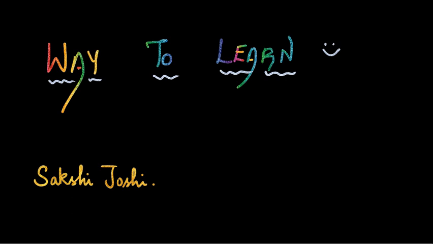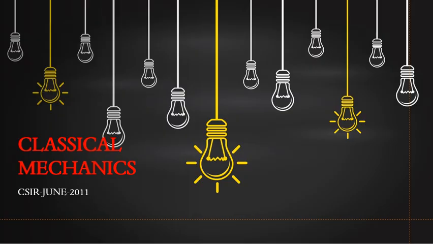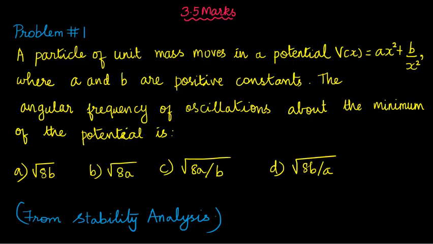So, we are going to solve together the previous year questions of classical mechanics. Today it's from CSIR June 2011. We are going to solve the 3.5 marks and 5 marks questions. So, let us jump to our first problem.